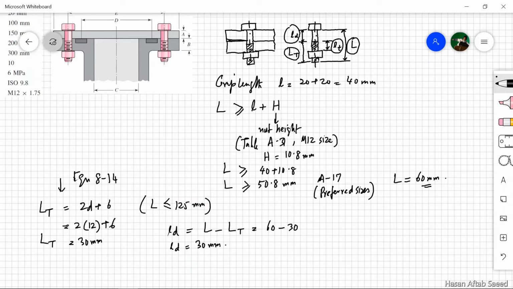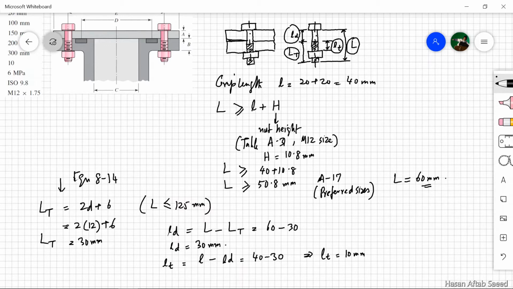Now if LD is known, then small LT is very easy to calculate, because this LT is basically the total grip length L minus LD. The grip length was 20 plus 20, 40, minus 30. So this gives us LT, the threaded part of the bolt inside the grip length.